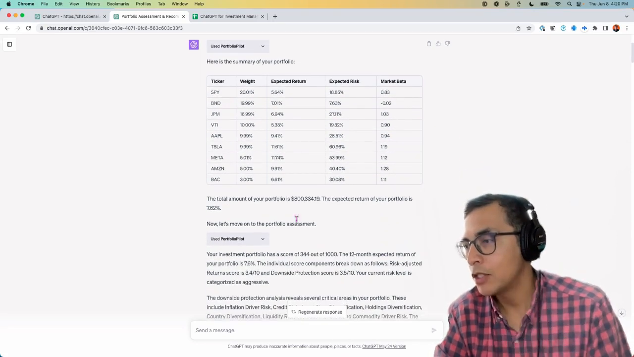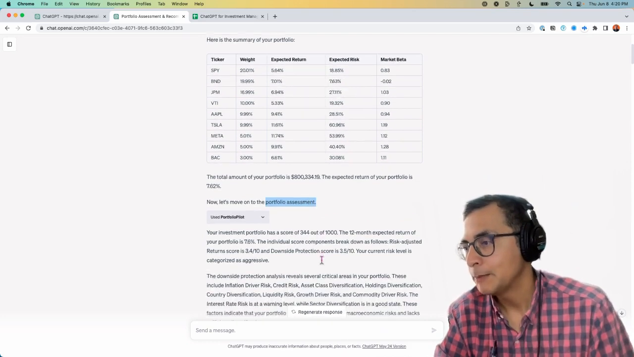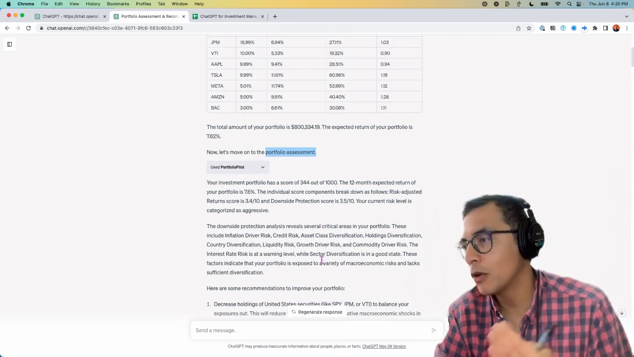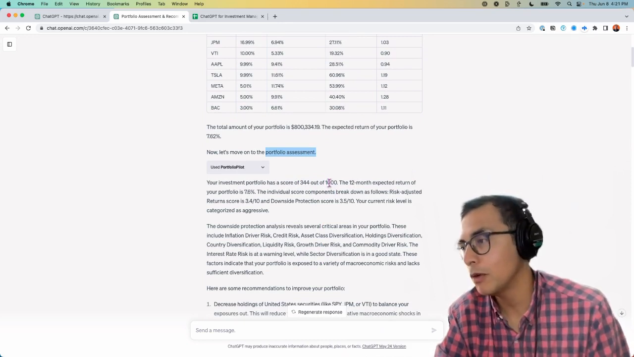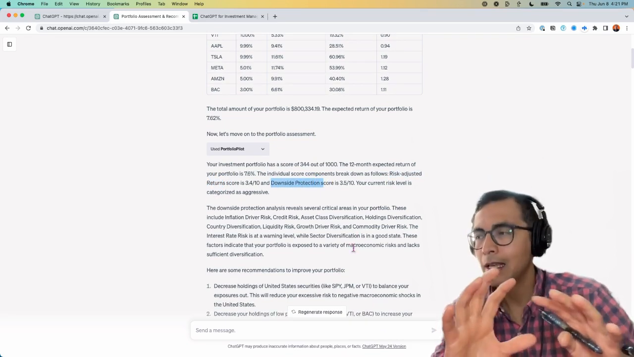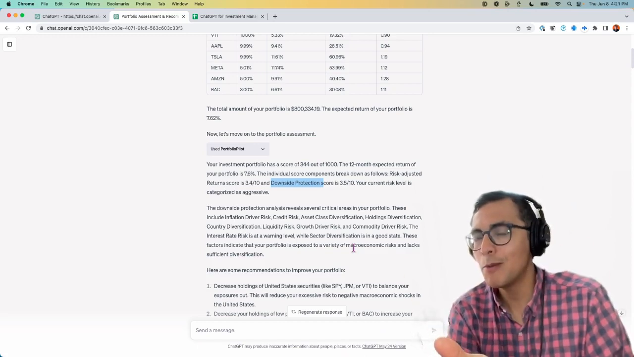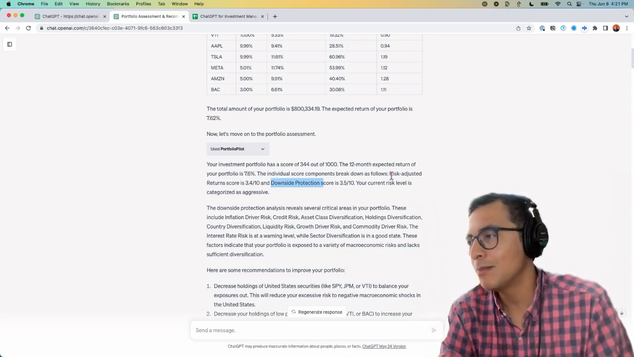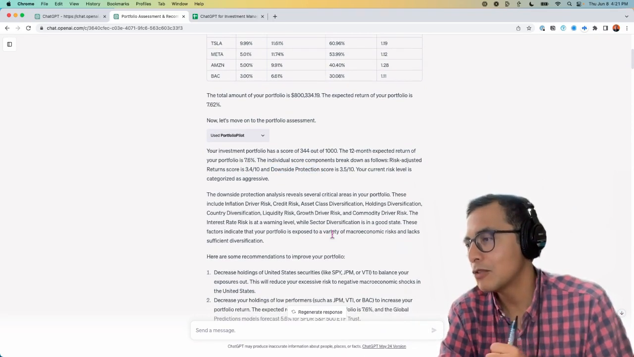All right, now it's doing the portfolio assessment, and it's returning an overall score of 344 out of 1,000 for this portfolio based on risk adjusted returns and downside protection. And I think that's actually pretty helpful. I like having a global score on my portfolio, and then I like that it's decomposed into risk adjusted returns and downside protection. That's very interesting.